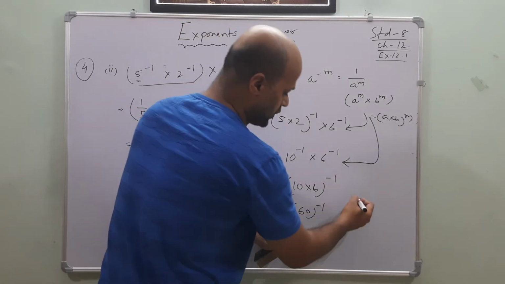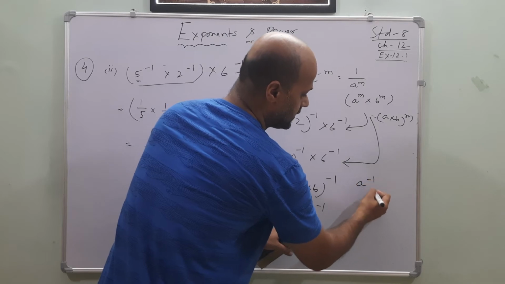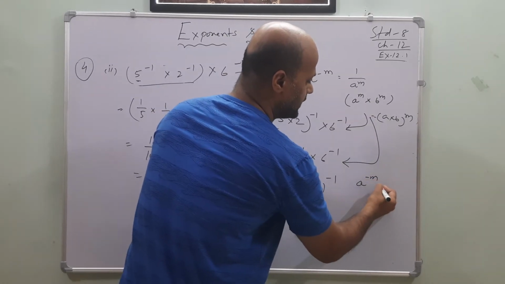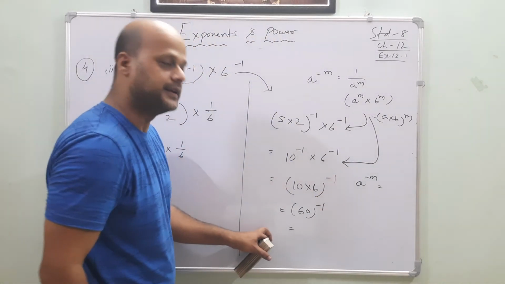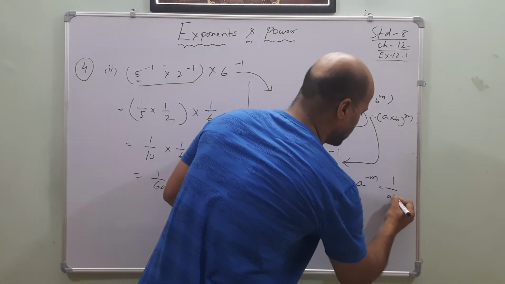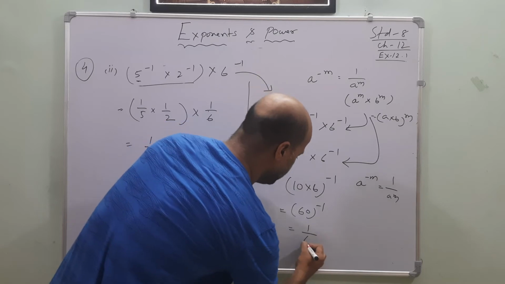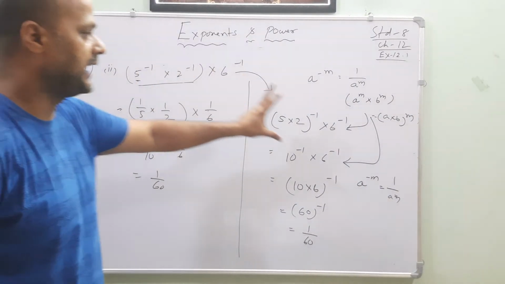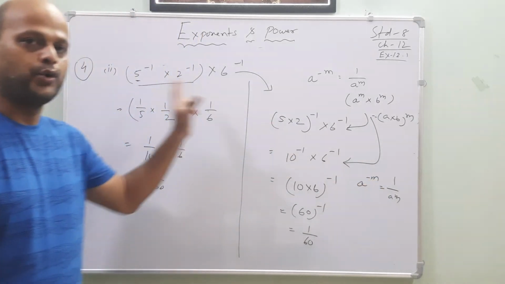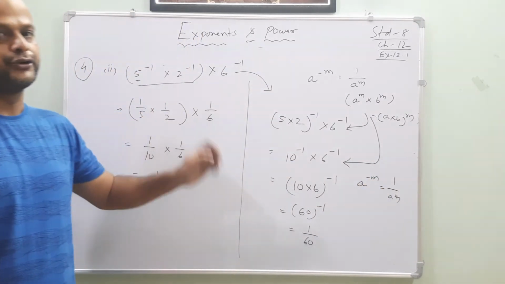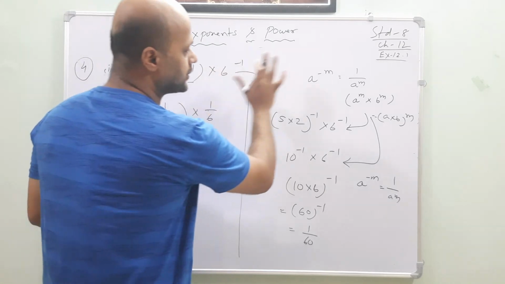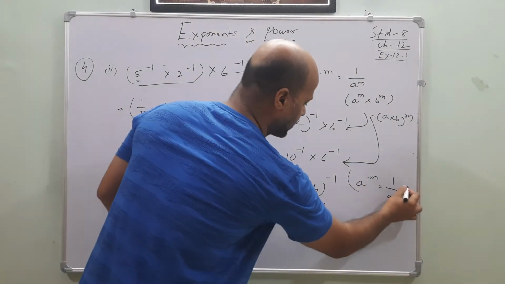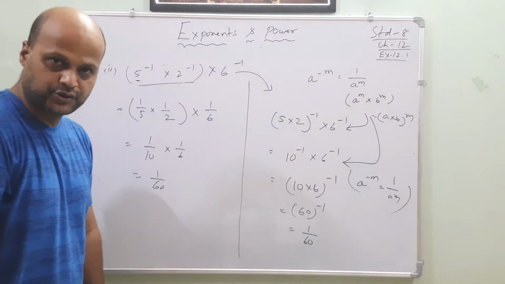Now the formula is a power of minus m is equal to 1 by a power of m, so it is 1 by 60. Like this you can do it. Whatever method is easy for you, you can use it. But you have to remember the formulas and rules, and whenever you are implementing them, put the bracket here. Understood, my dear friends?